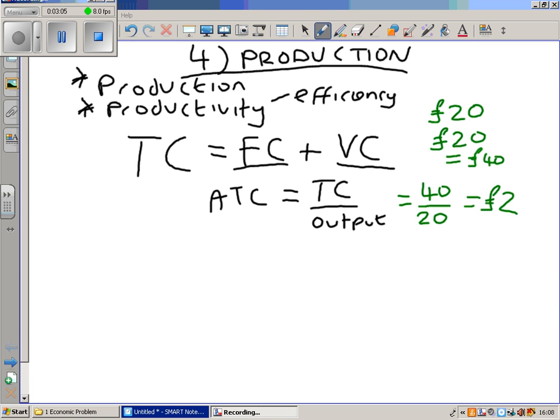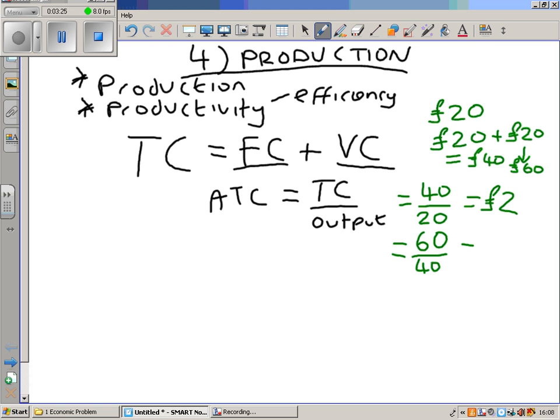If we were to then increase this to 40 students, clearly fixed cost stays at £20, we have an additional £20 variable costs to get £60 total costs. This £60 divided by 40 students will give us an average total cost of £1.50 per student.